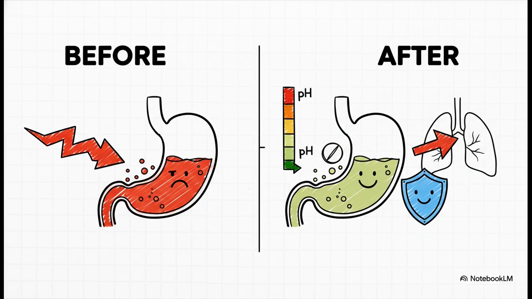Another huge risk we need to prevent is something called aspiration pneumonia. This is what happens if the contents of the stomach, which are very acidic, accidentally go into the lungs. It's a very, very serious complication. So what do we do? We give simple drugs like ranitidine or omeprazole beforehand. These drugs increase the pH of the stomach juice, making it much less acidic and far less damaging if it does get into the lungs. It's a simple precaution, but it's a lifesaver.